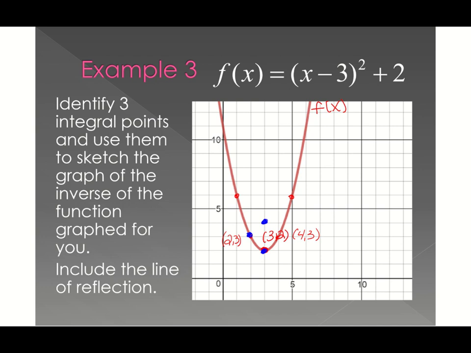I'm going to have that same general shape, except this is going to be my inverse. Because my line of reflection of y equals x shows that each of these points is reflected over the line y equals x. And reflected over the line y equals x is my inverse. And remember, my domain and range would also switch.